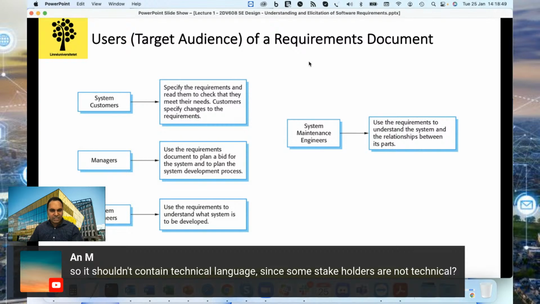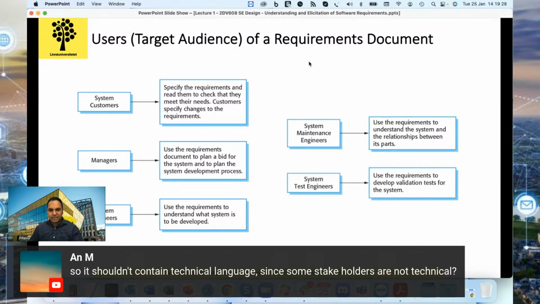Then maintenance engineers. Once the system engineers have developed and tested the system and it's delivered, then the ball is with the system maintenance engineers, because they are monitoring the system, they are following up with user changes or changes in requirements and so on. So they should also be part of the requirements document, and their concerns should also be met by the document.